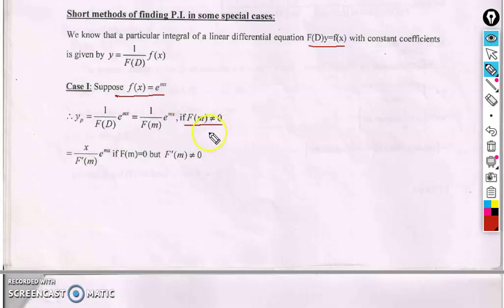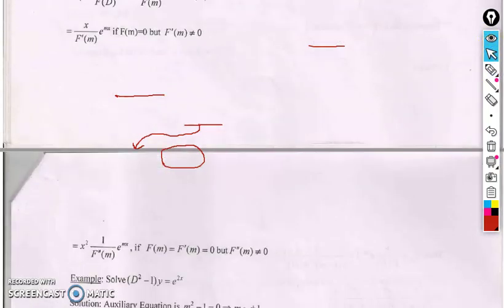The second question that arises in your mind is what if f(m) equals 0. If f(m) equals 0, in that case we put x in the numerator and differentiate f(D) with respect to D, which becomes f'(D), and now we replace D by m, giving f'(m), provided f'(m) is not equal to 0. If f'(m) equals 0, then we continue further: x square over f''(m). That means you differentiate f(D) two times with respect to D, then replace D by m, and we get the required particular integral.